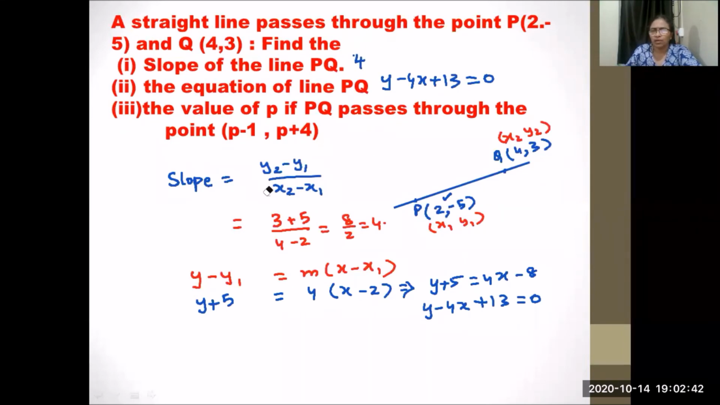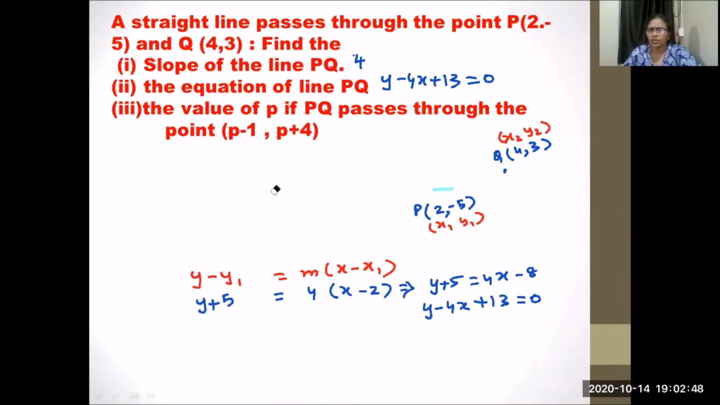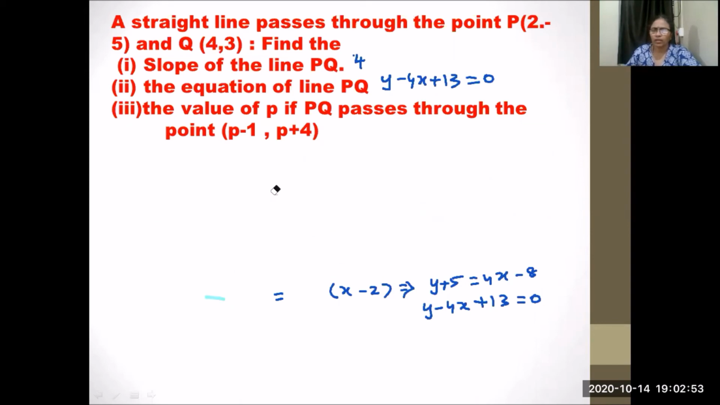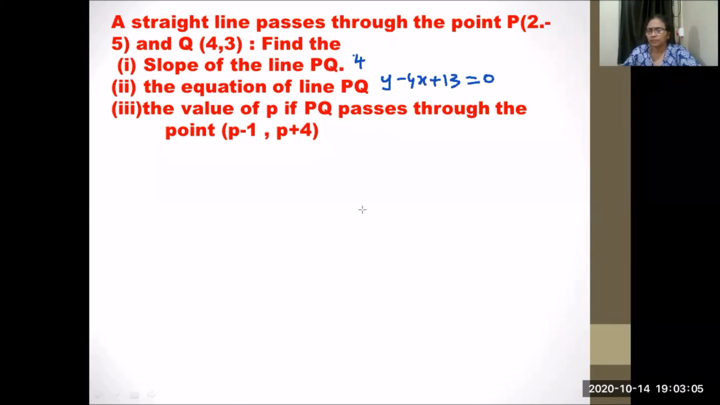Okay, so let me remove everything. Oh, why did I remove the line? Okay, let me draw the line again. P and Q. Q is (4, 3) and P is (2, -5).